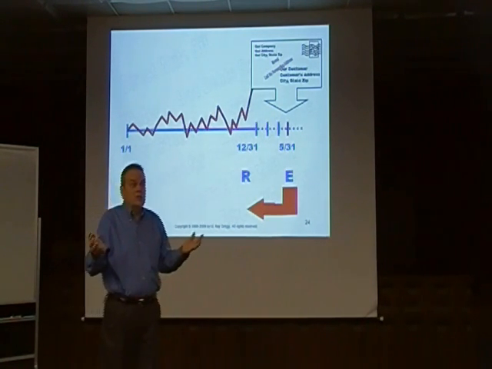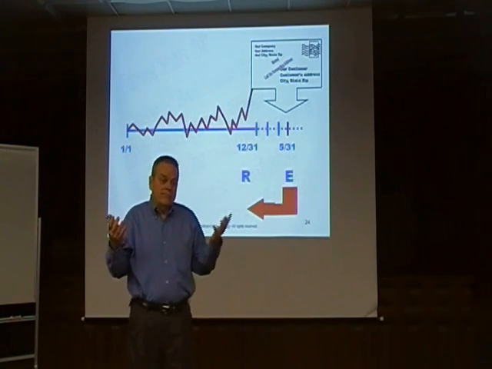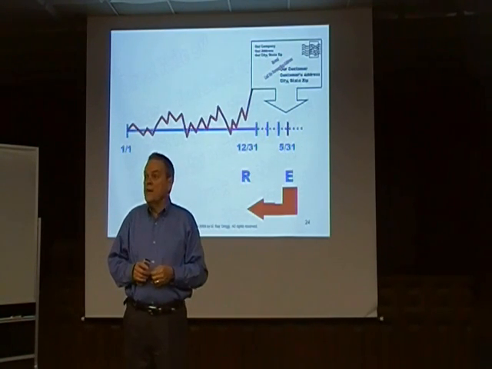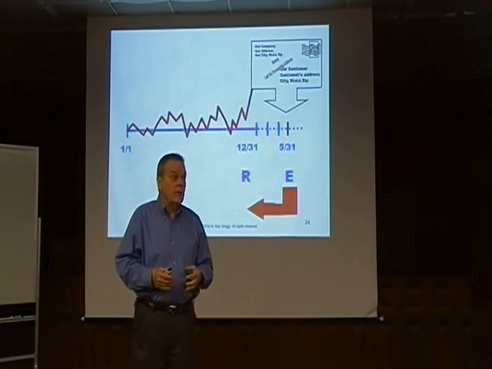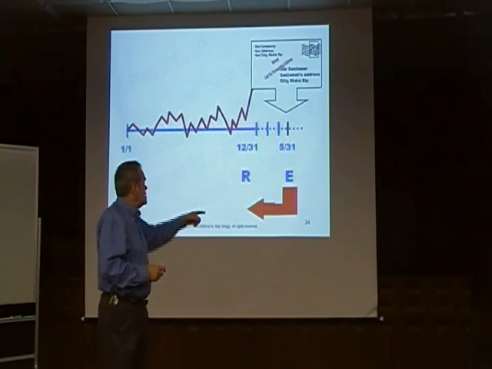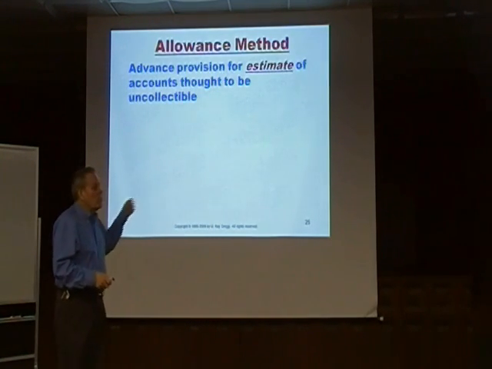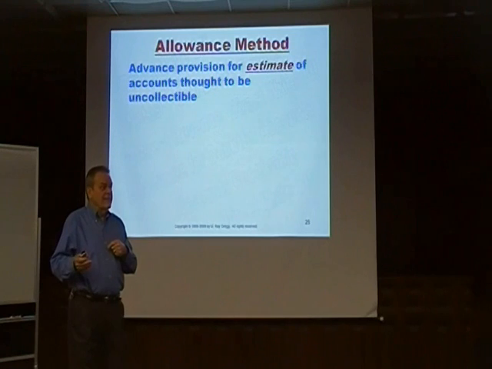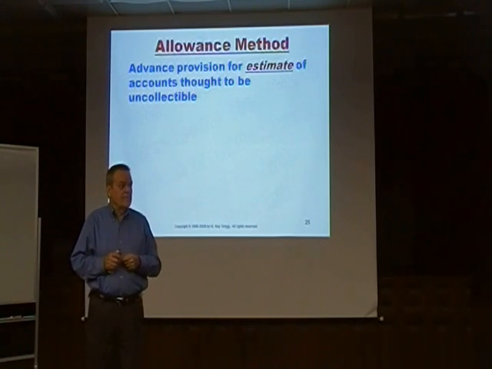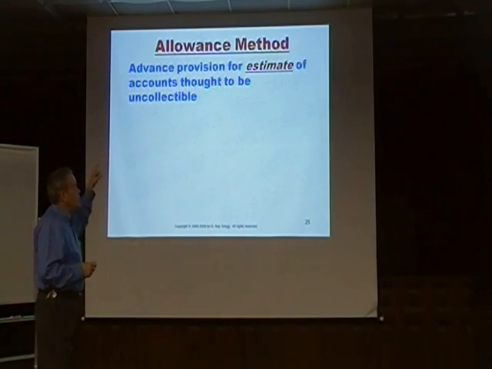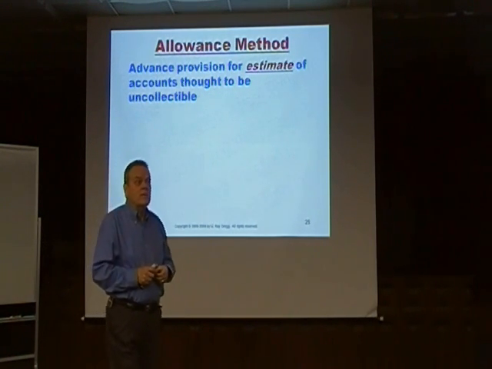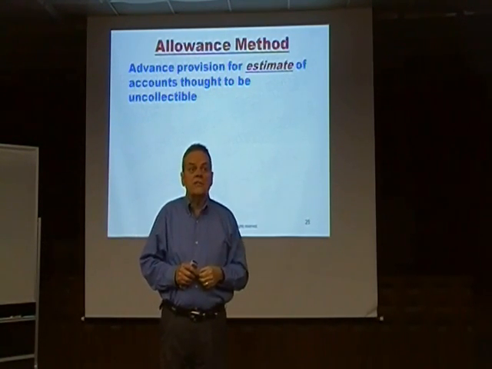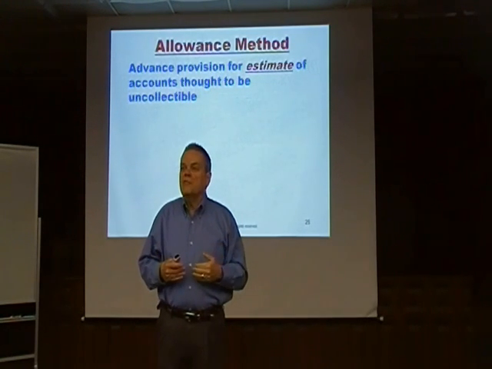Well, we don't know how much. Well, then estimate it. Have we estimated other things this semester? Sure. An estimate is better than ignoring it most of the time. Let's estimate this and report the expense earlier. Let's read these words again. The allowance method makes an advance provision for an estimate of accounts thought to be uncollectible. Did that make better sense this time than it did before?